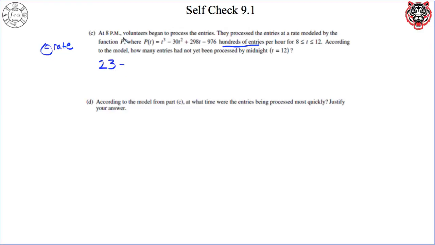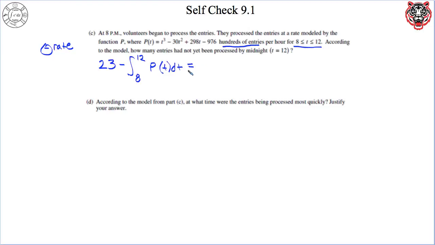23, and then we have to subtract this negative rate. So we have to subtract P of t. And since this is a rate and this is just a number of entries, we need to take the integral of this to get back from a rate to the number of entries. So we have to take the integral, and our bounds are now from 8 to 12, so from 8 to 12 of p of t dt.